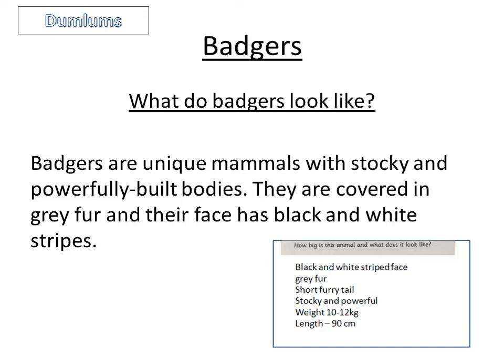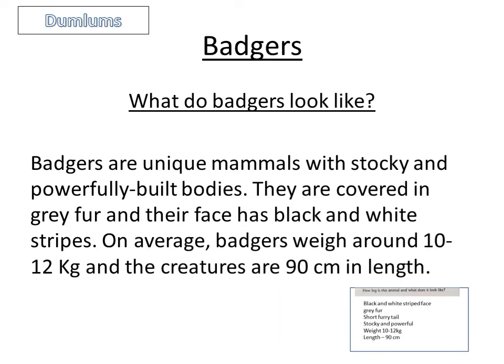Let's have a look at our next sentence. The final sentence that I am going to add starts with "on average". This is from my practice sentence yesterday. I have used this sentence starter: on average, badgers weigh around 10 to 12 kilograms and the creatures are 90 centimetres in length. So I've used a sentence starter there.